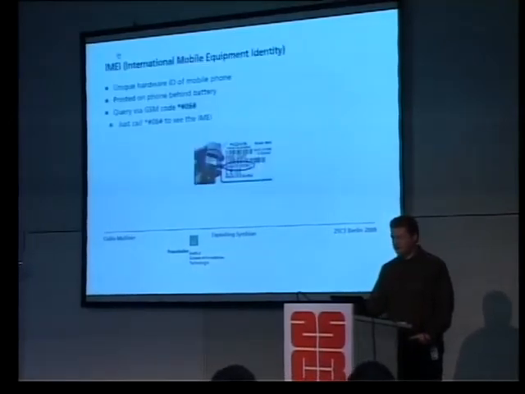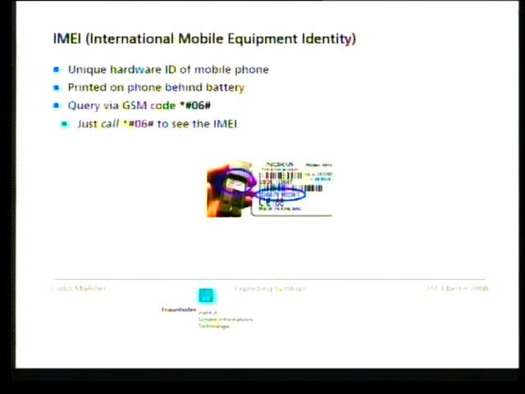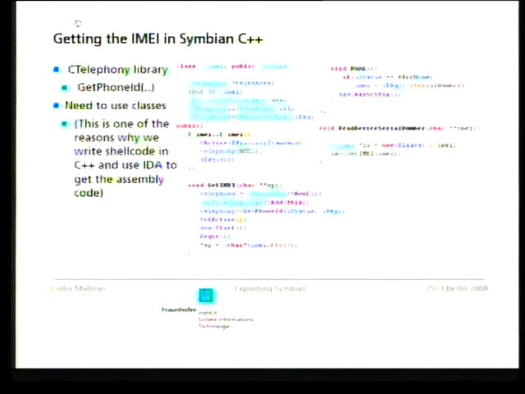So yeah, I already told you about the unique ID. You can also just query it by pressing *#06# or look behind your battery. So reading the IMEI is actually a little bit ugly, because you have this. It's also completely asynchronous.